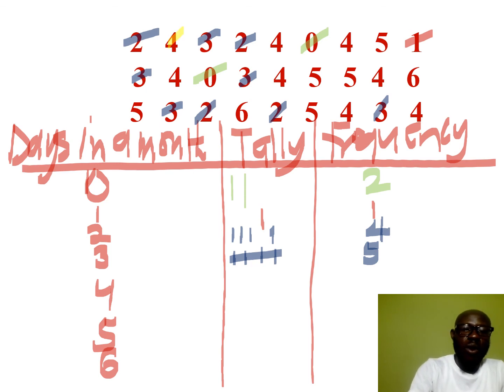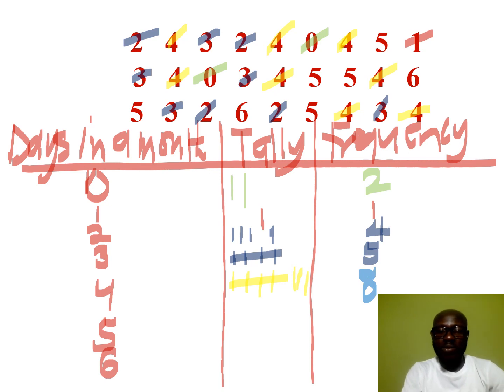So the tally will be 1, you record, okay, 2, you record, 3, you record, 4, you record, 5, we cross it, 6, 7, and the last one 8. So our frequency for 4 is 8. So let's move on to 5.